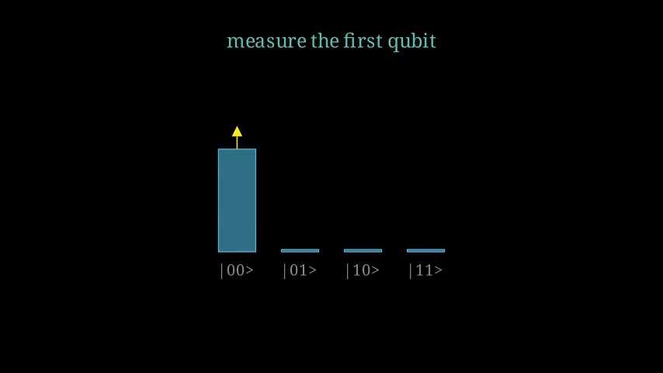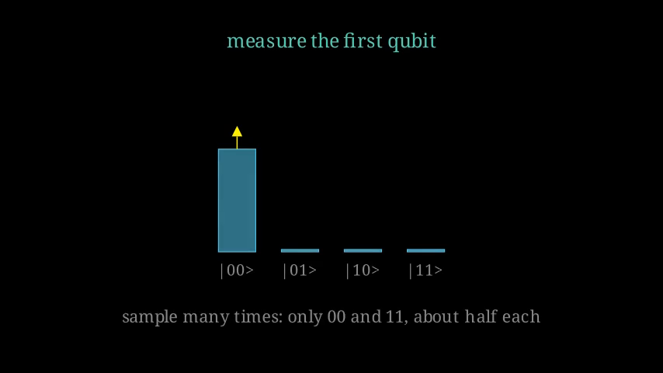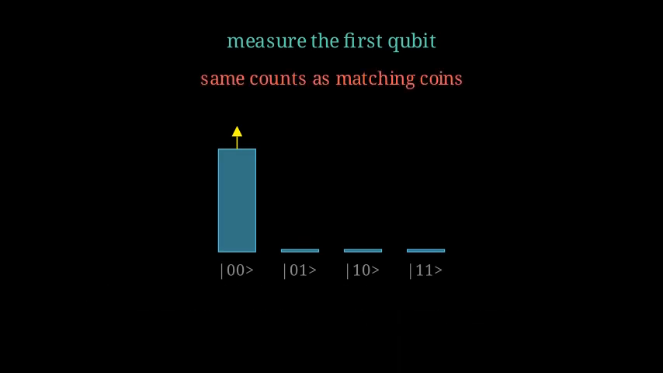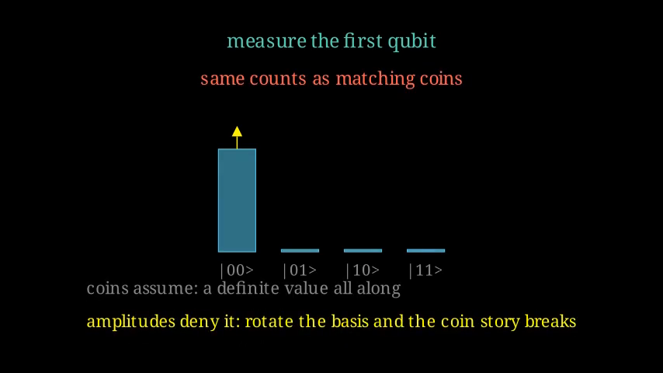Sample the unmeasured state many times and only 2 results ever appear, the double zero and the double one, each about half the time. The mismatched patterns never show up at all. But those are exactly the counts 2 matching coins would give me. Half the time both heads, half the time both tails. So where is the real difference?